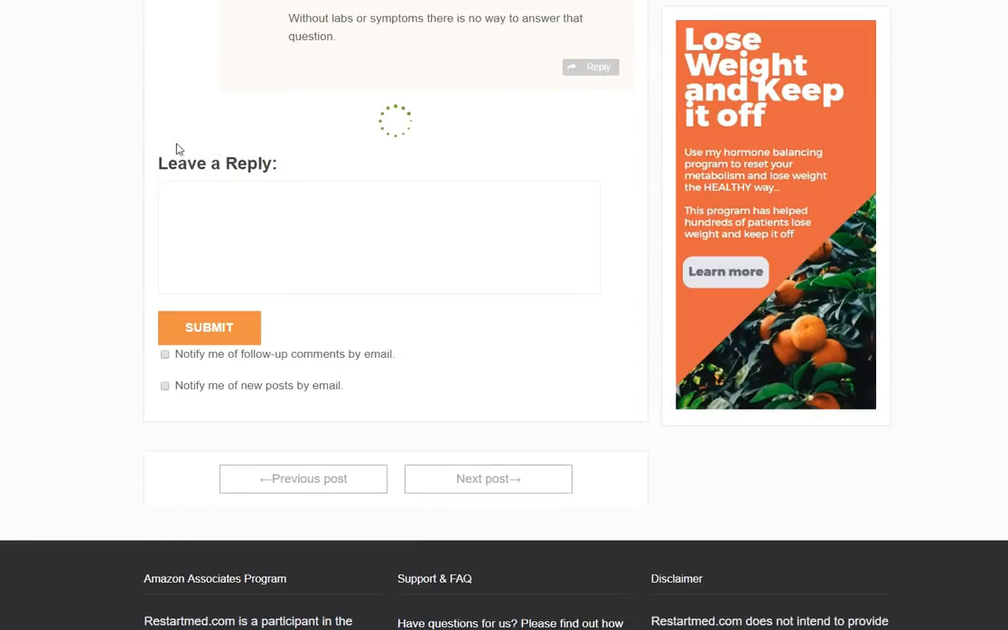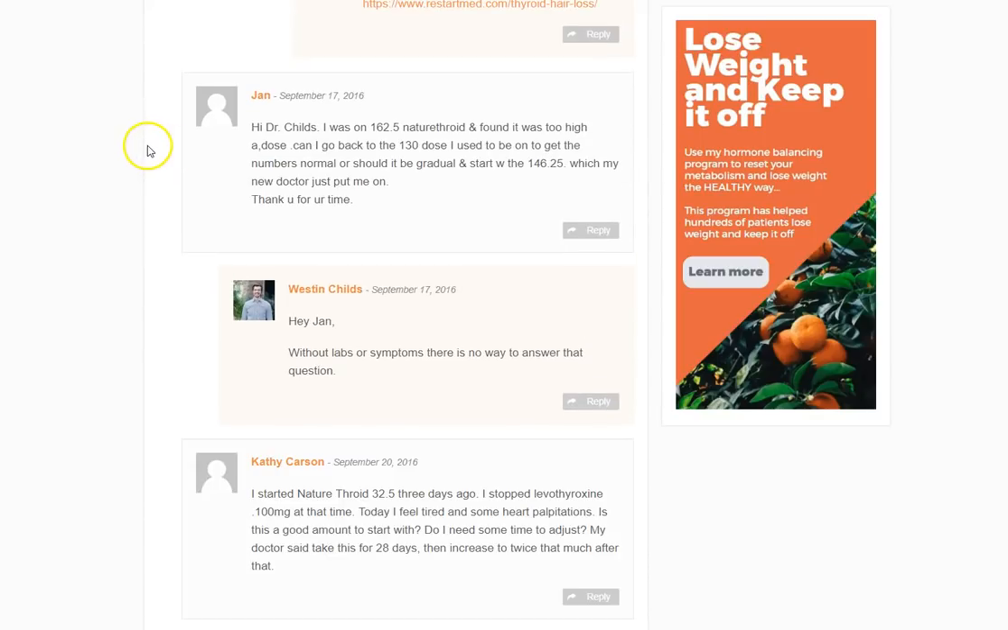Let's see. Load some more here. Okay. Jan says, hi, Dr. Childs. I was on 162.5 milligrams of Naturethroid and found it was too high a dose. Can I go back to the 130 dose I used to be on to get the numbers normal, or should I be gradual and start with the 146.25, which my new doctor just put me on? Thank you for your time.